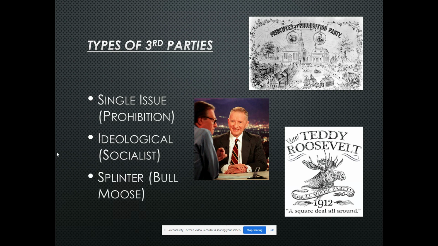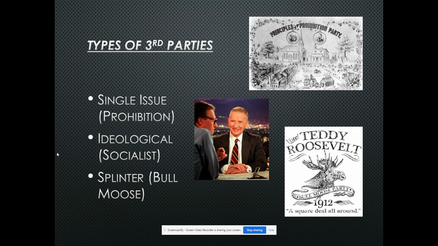Last type of third party is what's known as a splinter party. A splinter party, just like a splinter, something that kind of comes off a piece of wood, is in this case, split off of one of the two main parties. There is a group that is dissatisfied with the direction one of the two main parties is taking. So they split off and form their own political party.